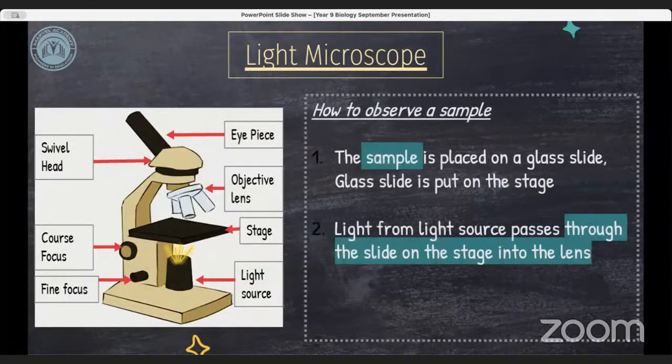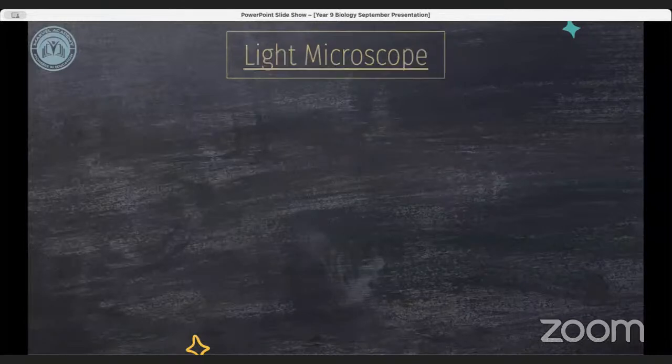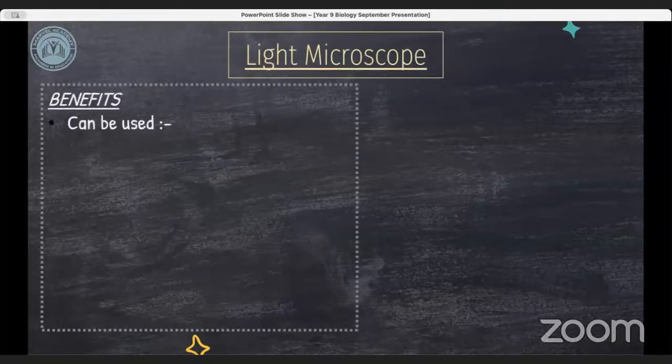Also, in order to observe the sample, we need to have the sample placed on the glass slide. Before putting the glass slide onto the stage, we cover it with a cover slip, right? Then after that, we check the magnification.